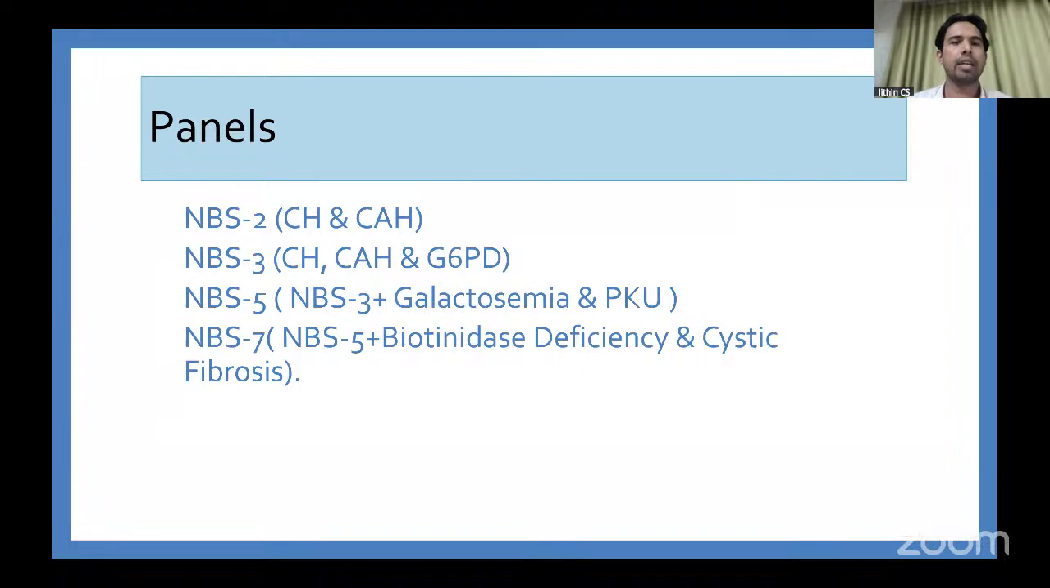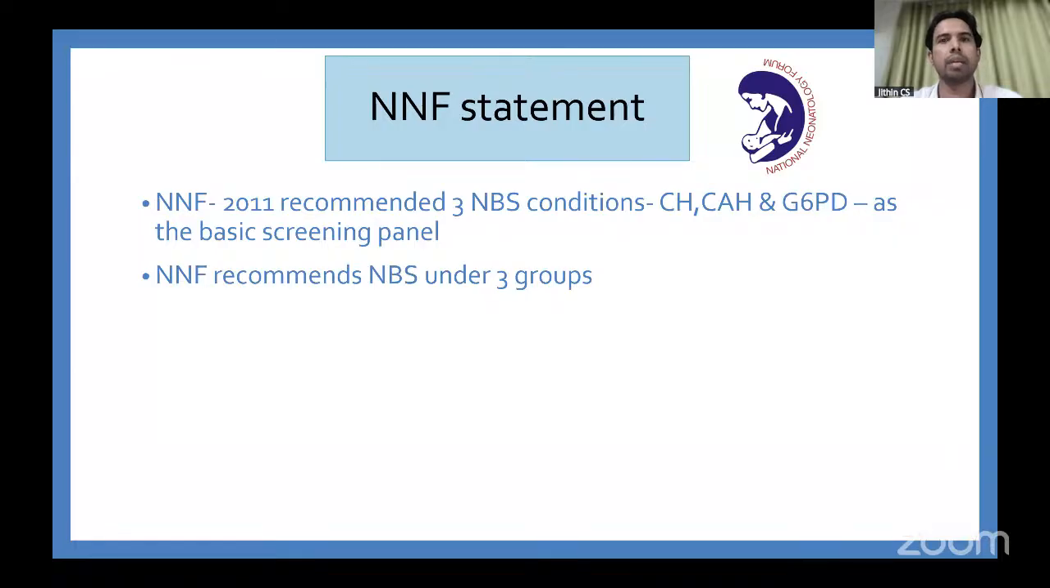The panels commonly available in our country for routine newborn screening are the two disease panel, which includes congenital hypothyroidism and CAH; the 3 disease panel, which additionally includes G6PD; the 5 disease panel, which includes galactosemia and phenylketonuria also; and the 7 disease panel, which includes biotinidase deficiency and cystic fibrosis. Our NNF recommends that we should screen for 3 conditions, hypothyroidism, adrenal hyperplasia, and G6PD, as the basic screening panel.